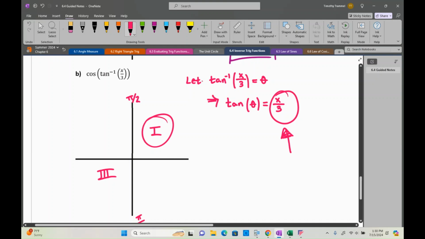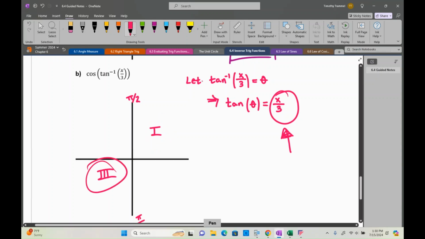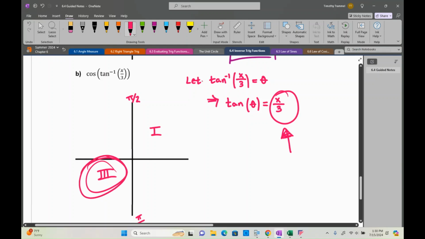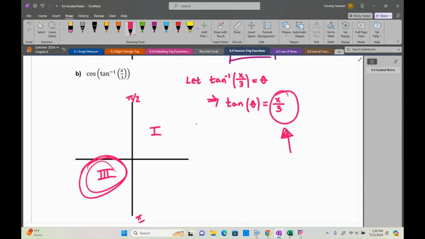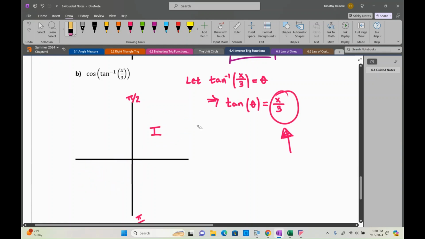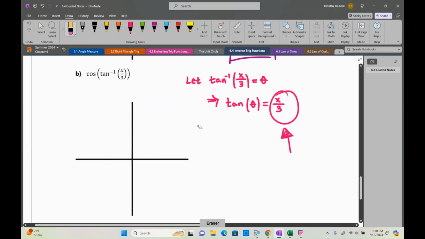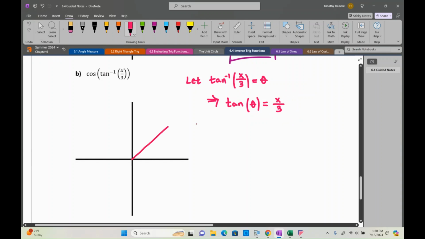Because in quadrant 1, the y's and x's are both positive. So when you do y over x, you get a positive. And down here, the x's and y's are both negative. So when you divide them, you get a positive. Now, this quadrant is not included in angles between minus pi over 2 and pi over 2. So it can't be in this quadrant. We have to be over here in quadrant 1. And so I'm going to make my sketch over here in quadrant 1 then.